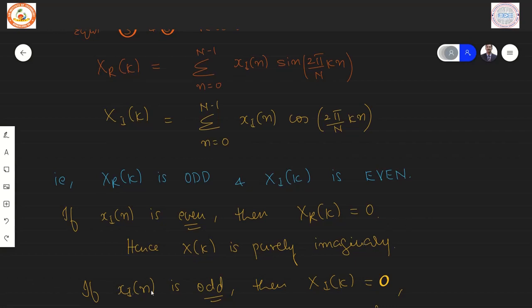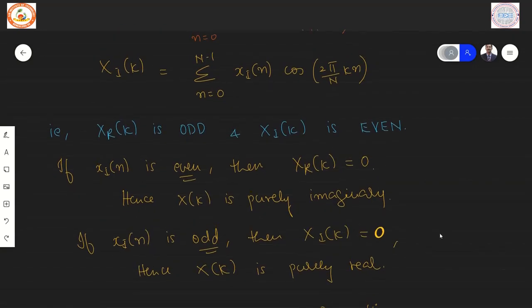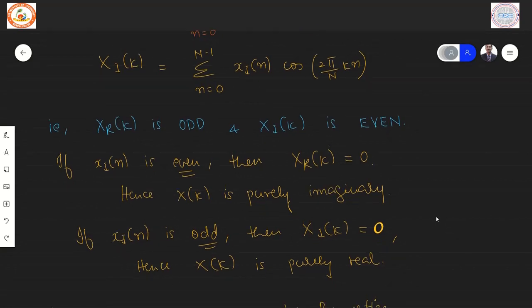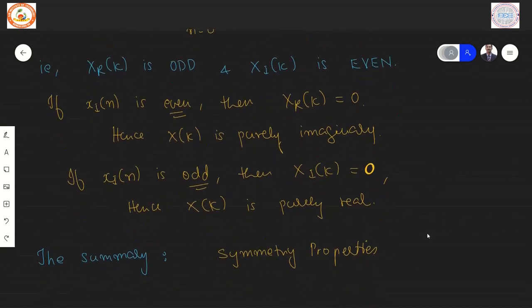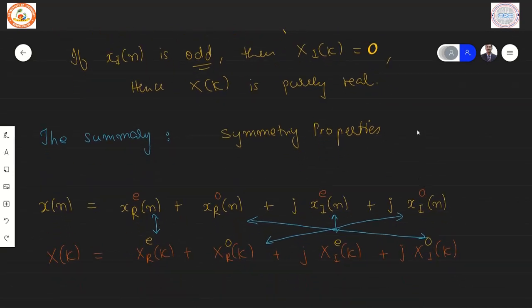Further, if xi of n is odd, then xi of k equals 0, and hence x of k is said to be purely real. So in summary, the symmetry properties of the two domains can be summarized as follows.